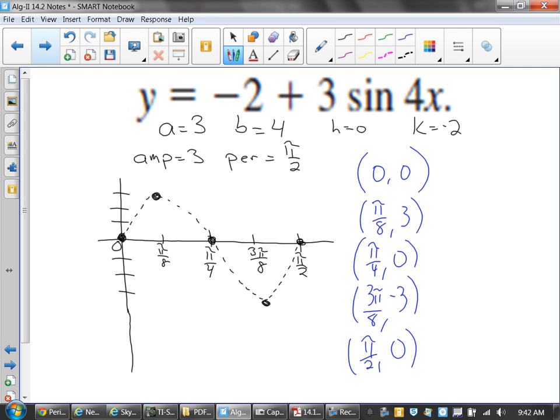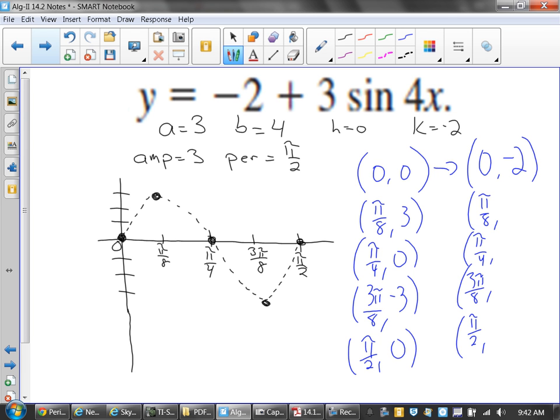I know that there is no horizontal shift to this problem, so all of my x coordinates of these ordered pairs are going to be the same thing for the next grouping. Do you guys all agree? So I know that the shift is going to be at 0, pi over 8, pi over 4, 3 pi over 8, and pi over 2. What are all my new y values? What is it? Negative 2. Then what?